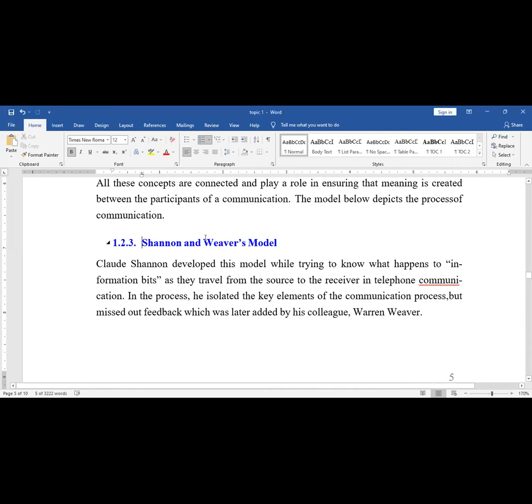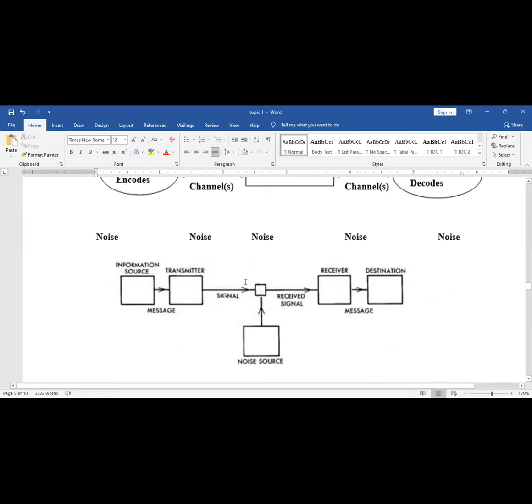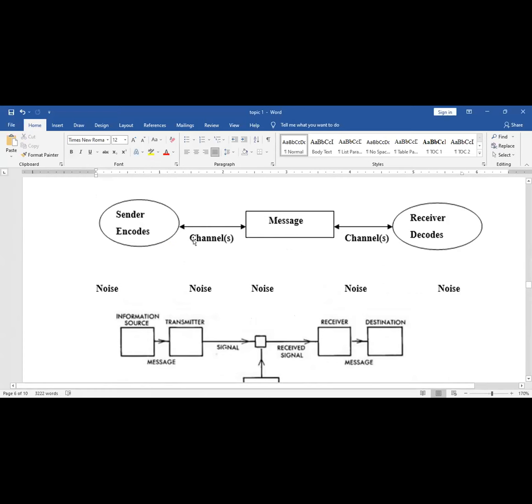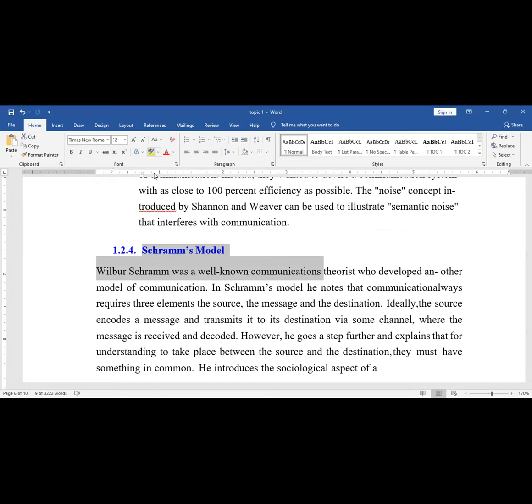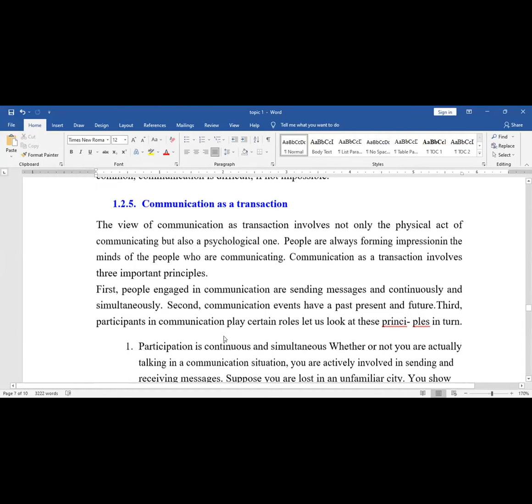So we go back to our topic one notes. You will read on the various models of communication, like the Shannon and Weaver model. It is here: sender, channel, message, and then we have decoder. Then we also have Schramm's model. We will read on Schramm's model. That is another one you will read on your own.